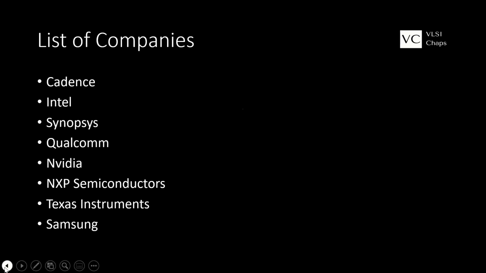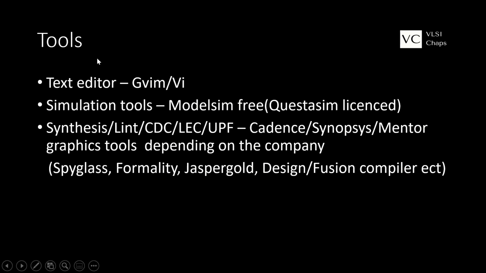So what are the tools that are being used in industry? For a text editor, as I said, GVim or Vim editor is used. For simulation, ModelSim is free for students, but the licensed QuestaSim tool is used in industry. And when it comes to checks, there are tools for synthesis, Lint check, CDC check, LEC, UPF. For all these checks, three major companies develop their tools: Cadence, Synopsys and Mentor Graphics.